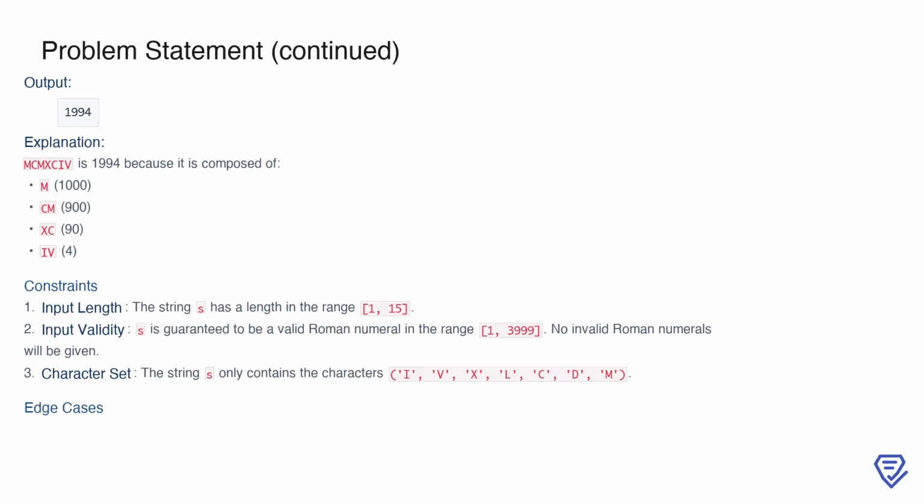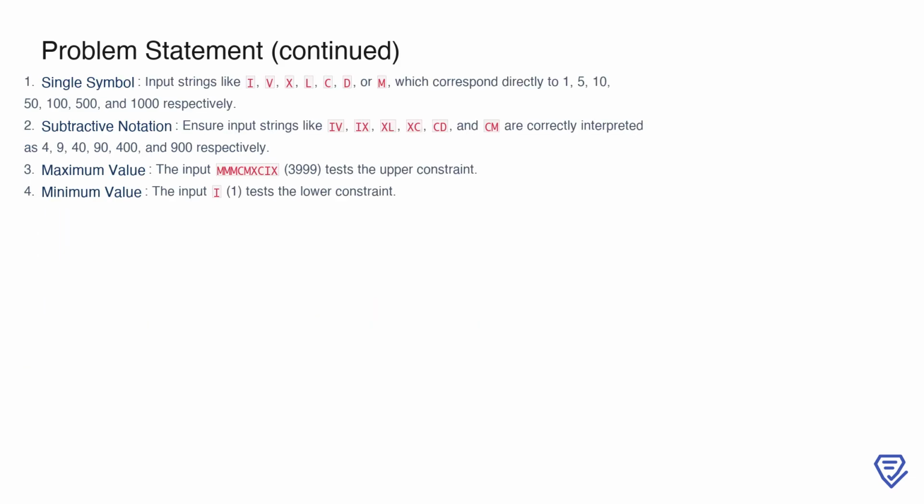Now let's consider some constraints and edge cases we need to account for in the problem. There are several important constraints and edge cases to be aware of. First, the input string s will have a length between 1 and 15, meaning it can represent any valid Roman numeral between 1 and 3999. The input is guaranteed to be a valid Roman numeral, so we don't need to handle invalid cases. The string will only contain the characters I, V, X, L, C, D, and M.